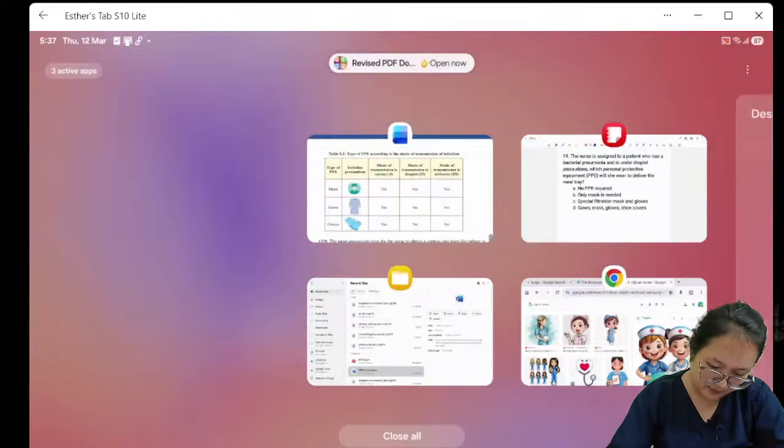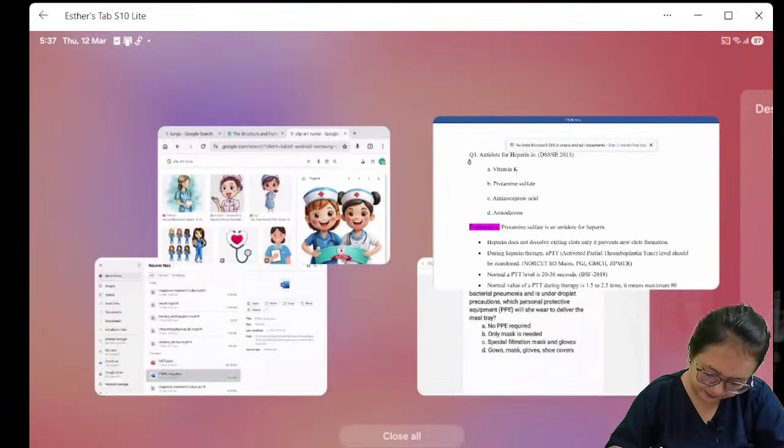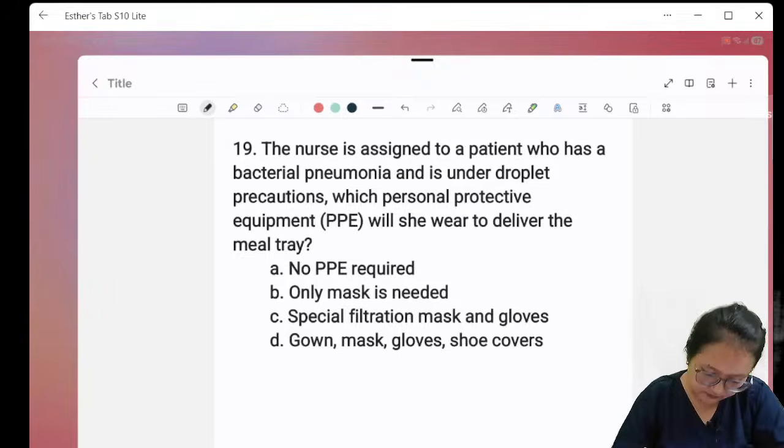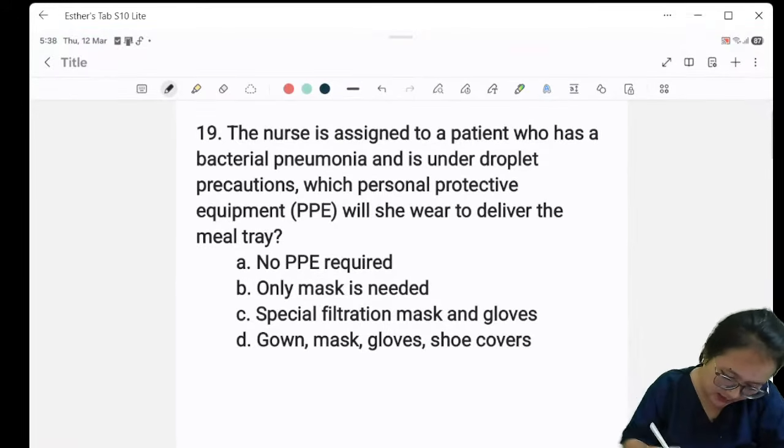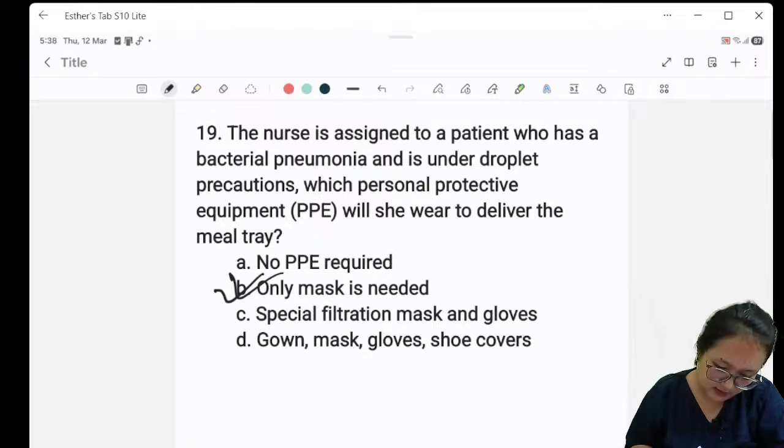So here only B is needed. For droplet precaution, only a mask is needed.